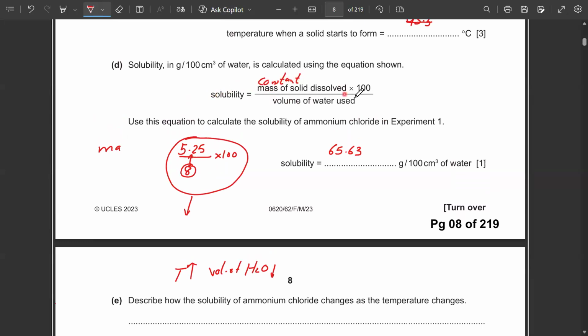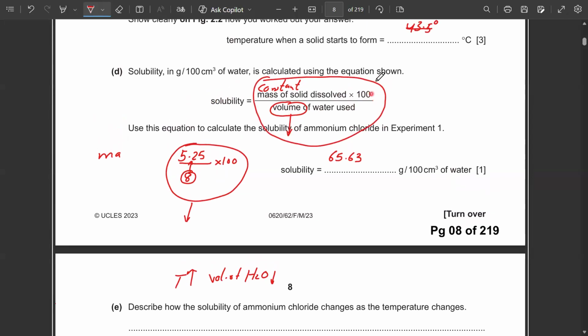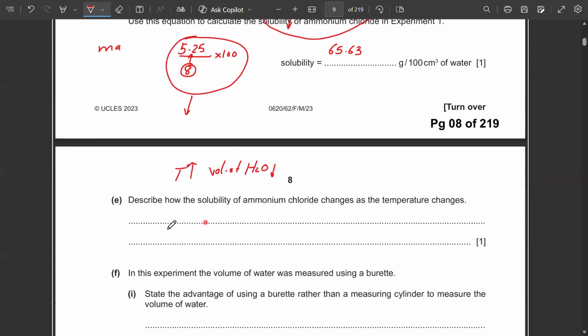Mass is constant, and volume is decreasing by increasing temperature. So what will happen? The whole thing will increase. If the denominator value decreases, then the overall value increases. That shows solubility increases. So you will say by increasing temperature, solubility increases.